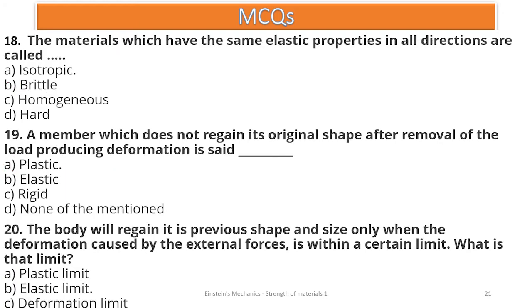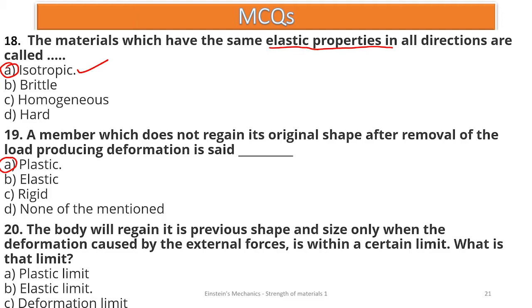Number 18. The materials which have the same elastic properties in all directions are called, so a material with same elastic properties in all directions, we call it isotropic material. So that is A. A member which does not regain its original shape after removal of the load producing deformation is called, that is, plastic. If it regains its original position, it is elastic. If it does not, it is plastic.